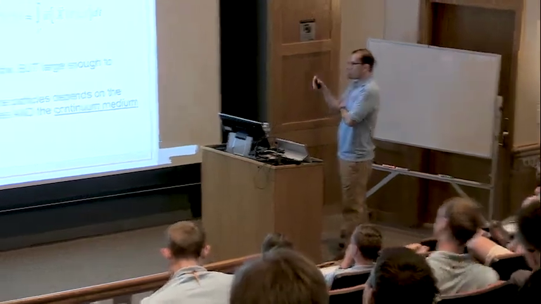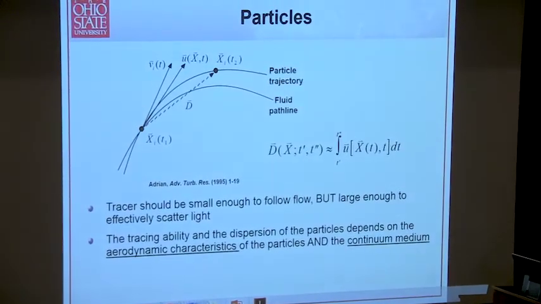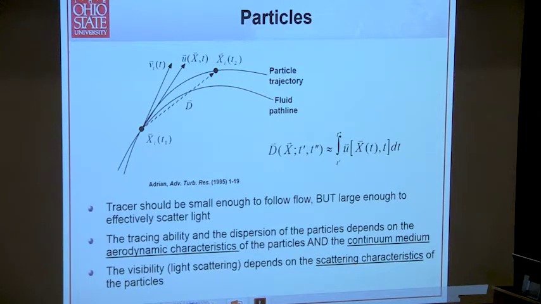So the tracing ability, or the tracking ability, if you will, and the dispersion of particles depends on the aerodynamic characteristics of the particles and the fluid that it's put into, okay? The visibility, or the light scattering properties, will depend on the geometry, on the scattering characteristics, and that depends on the size as well. So there's a trade-off, right? The larger the particles, the more light you get. The smaller the particles, the better they follow the flow. So we have to find a nice medium between there.